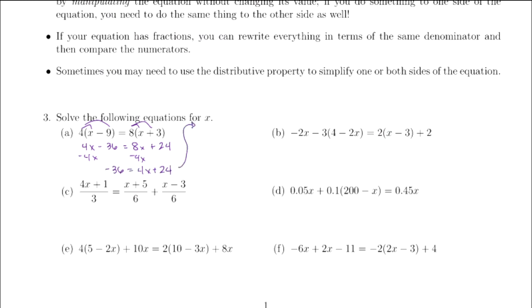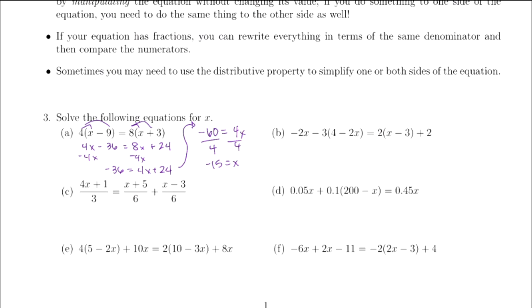Okay, so then I'm going to actually subtract 24 from both sides. Negative 36 minus 24 is negative 60. So I would have negative 60 equals 4x. And then dividing by 4, I would get negative 15 equals x.